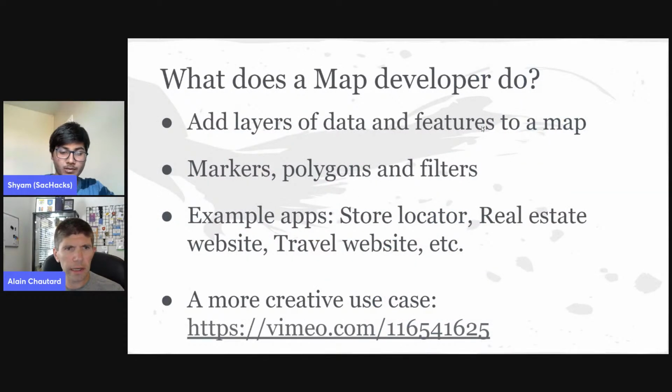So adding layers of data and features to a map, these features can be markers, polygons, filters. You can create your own image. If you have lots of image info from a specific area and want to overlay that, you can also do it. So there's ways to really take over the entire rendering of the map and add your own layers, your own imagery on top of it. So that's also a possibility. So yeah, traveler website, real estate website, store locator. These are some of the most common use cases.